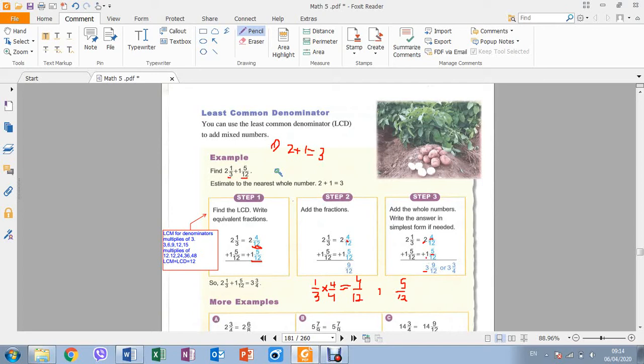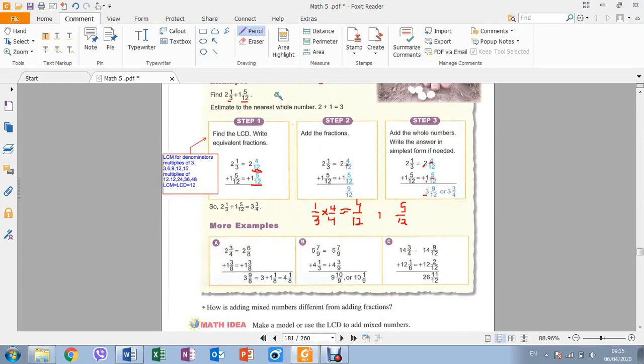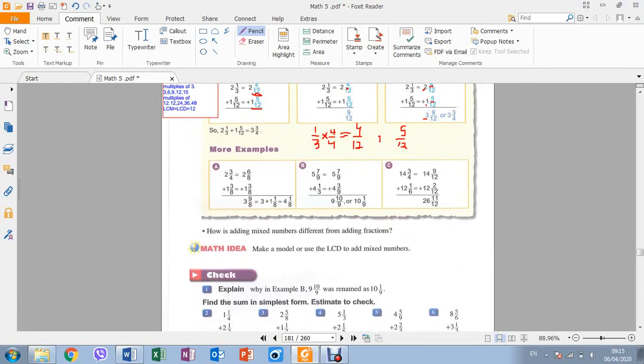Oh, look at this one. The simplest form of 9/12 is what? We can divide both numbers by 3. When we divide 9 by 3 is what? 3. 12 divided by 3 is 4. So we can write 3/4. Okay? More examples.